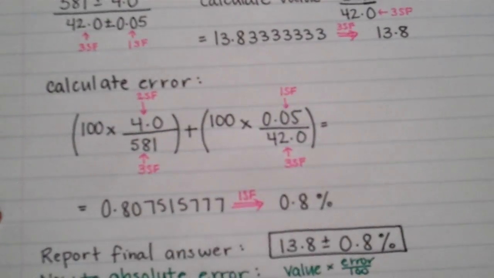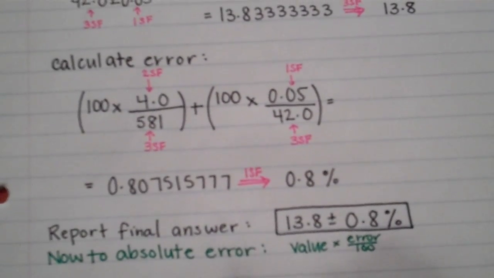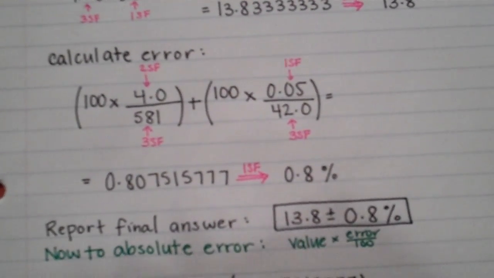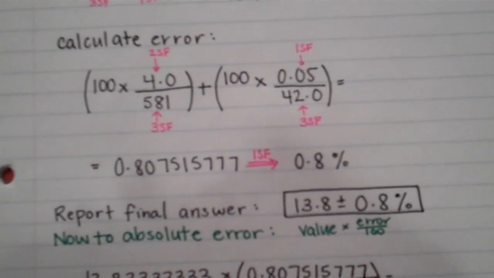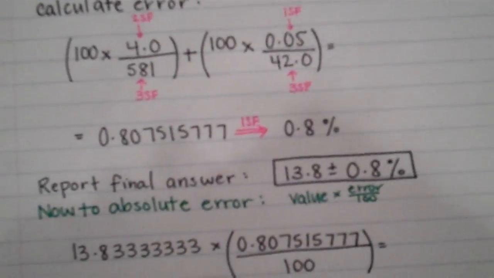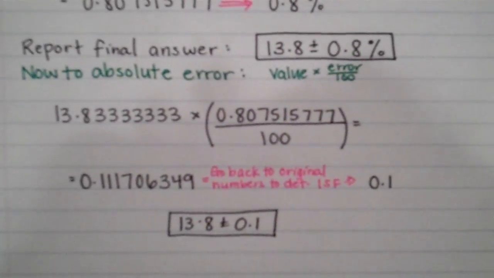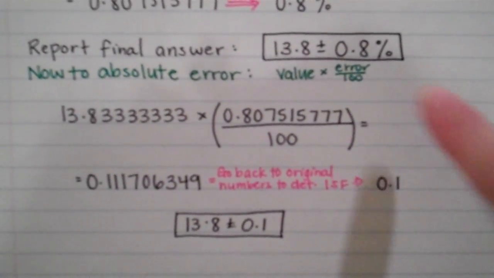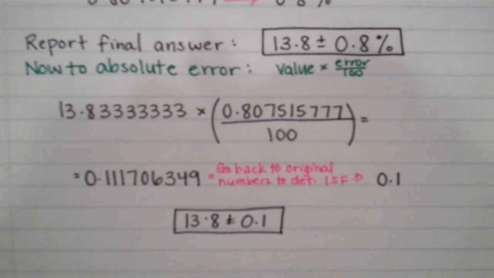Okay, next I can figure out the absolute error, and how I do that is I take my actual calculated value, and I multiply it by my error divided by 100. So I'm just undoing the percentages that I would normally figure out for percentage error. So I don't want to use my final value, my 13.8 plus or minus 0.8, because I don't want round off errors. So what I'm going to do is go back to the beginning where I had my full calculator values and plug those in.